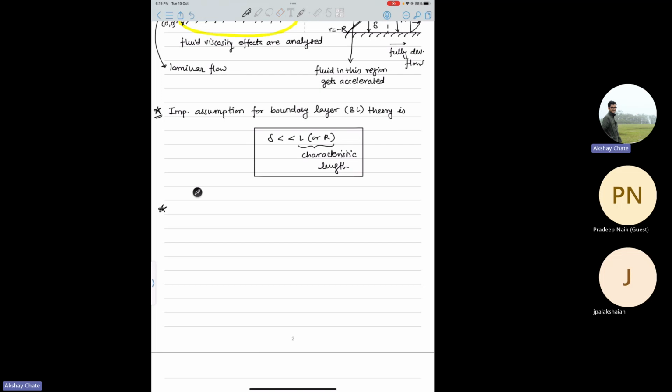I should say methods to analyze boundary layer. I am always confused whether it is Z or S. Anyway, first is scaling analysis. Second is similarity solution. And third is integral based methods. So these are three techniques that we typically come across when we talk about boundary layer.